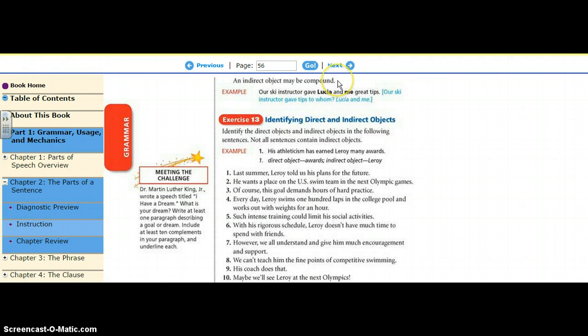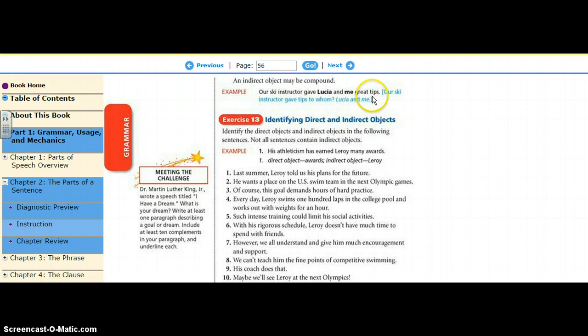Page 56. An indirect object may be compound. Our ski instructor gave Lucia and me great tips. Our ski instructor gave what? Tips, so that would be your direct object. But who did he give the tips to? Lucia and me. And those are your indirect objects.